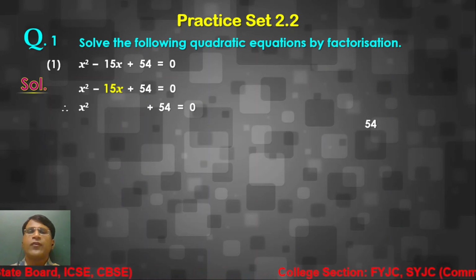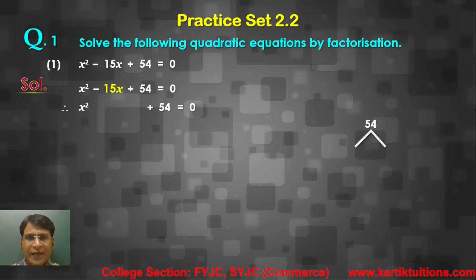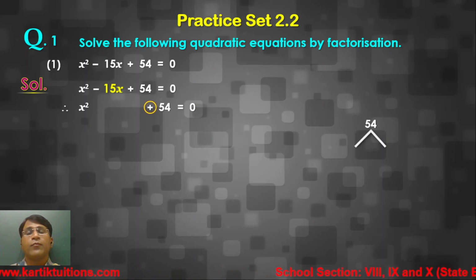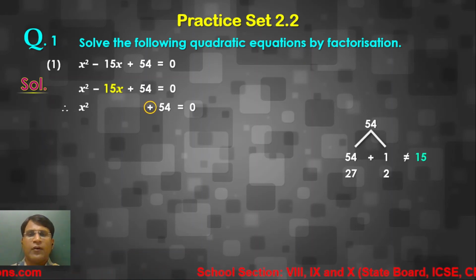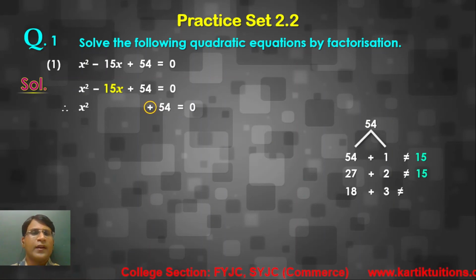Now I have to list the factors of 54 such that their sum should give me 15. Why sum? Because before 54 we have plus sign. Now let's start listing the pairs of factors. 54 and 1 will not give us 15. So that will not work. Then 27 and 2, when you add these two, this will not give us 15. Then 18 and 3, when you add, you will not get 15.